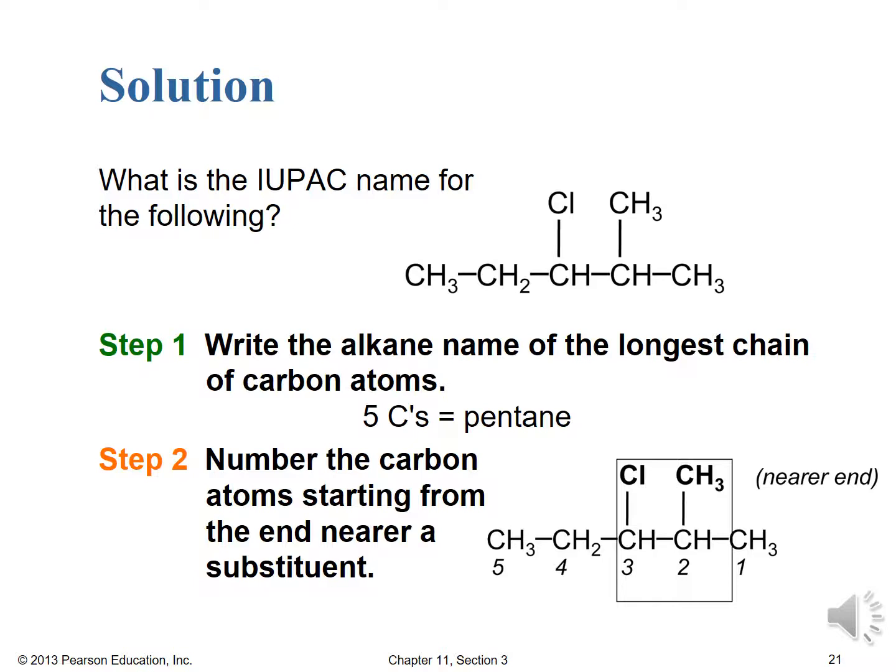Step number 2, number the carbon atoms starting from the end nearer to a substituent. So either way, we're numbering backwards. We're going from right to left, which is not typical for the way we read, but it is very common in chemistry. That's why I warned you not to get attached to left and right and up and down, and also why I strongly advise that you pick up a used modeling kit so you can build a lot of these things and prove it to yourself. Okay, so far so good. Let's hope things continue as we move on.